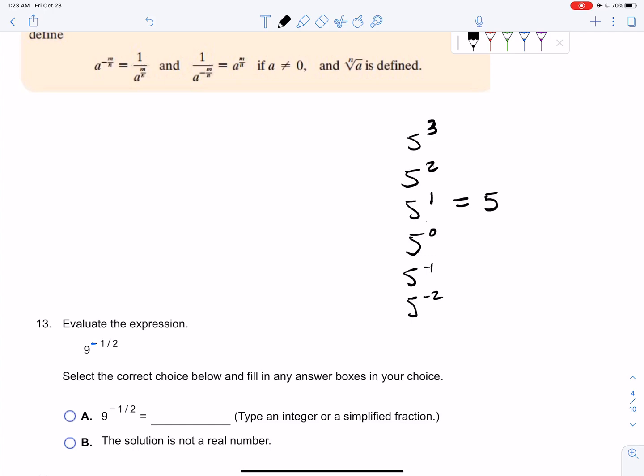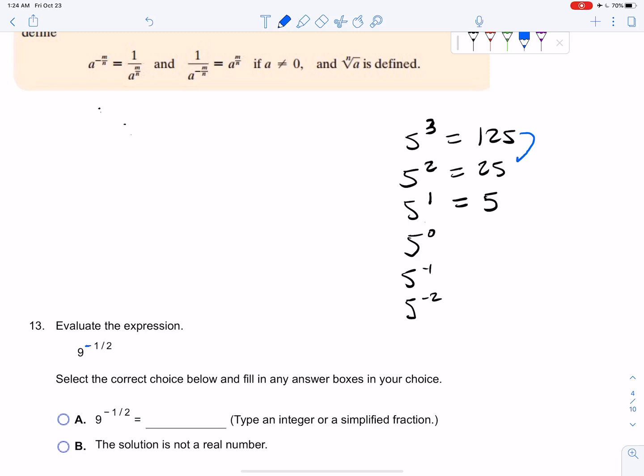What's 5 to the second? 5 times 5, 25. What is 5 to the third? 5 times 5 times 5, 125. But you already know that. But what do you not know? Well, you might not realize that if I want to go from a power of 3 to a power of 2, what happened there? We took 125 and we divided it by the base of 5. 125 divided by 5 is 25. What is 25 divided by 5? It is 5.